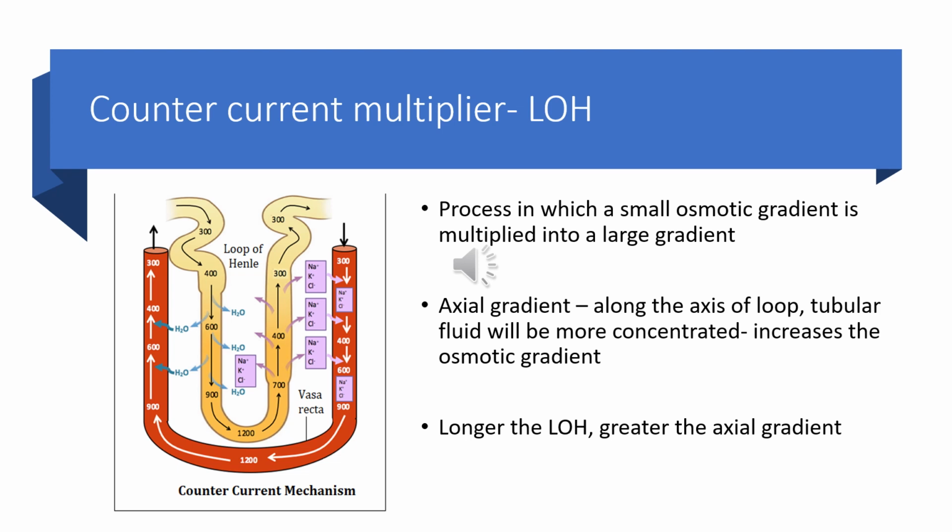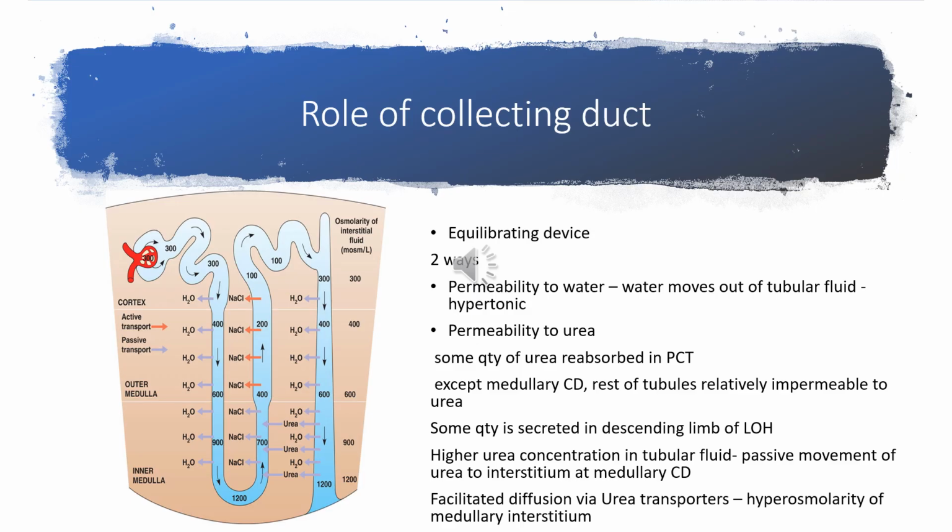Role of collecting duct in concentration of urine. Collecting duct acts as an osmotic equilibrating device. See, it contributes to the concentration of urine in two ways. One is by its permeability to water, and the second is by its permeability to urea.